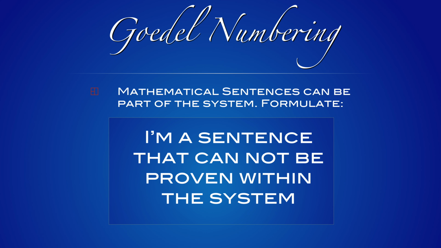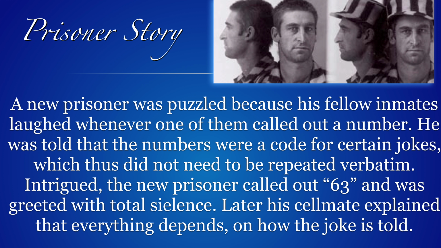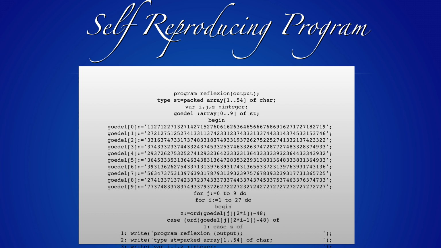And Gödel had this idea of Gödel numbering. Gödel did establish that one can talk about mathematical sentences like about numbers. Actually, one can just enumerate the sentences and so have them as part of the universe of the theory. The numbering is a bit like in this joke where prisoners tell jokes to each other by calling out numbers. One of the new prisoners tries it himself and shouts 63. Nobody laughs. Later somebody explains to him that not only the joke itself, but also the way the joke is told matters. You can use the Gödel numbering also for practical things like producing programs which print out themselves.